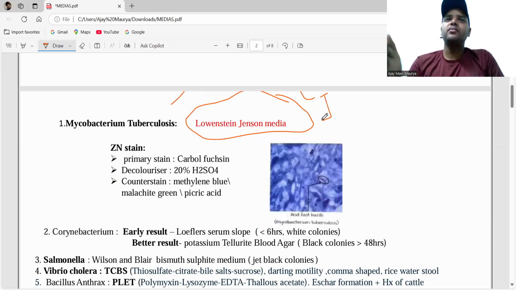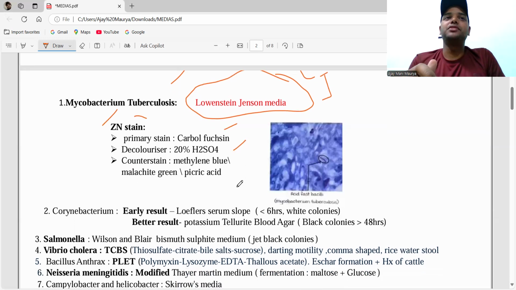Now TB, what is the stain? Stain for tuberculosis is the ZN, Ziehl-Neelsen stain. Guys, sometimes they may ask questions like this: for the acid fast bacilli in the ZN staining, what is the primary stain? It is carbol fuchsin. What is the decolorizer we have to use? It is the 20% sulfuric acid. What is the counterstain? It is methylene blue or malachite green or picric acid. Please remember this one.